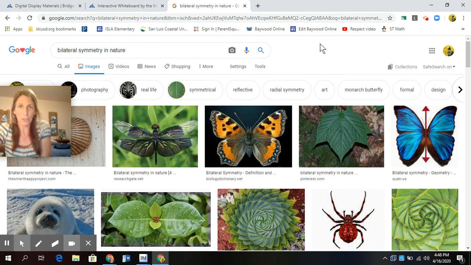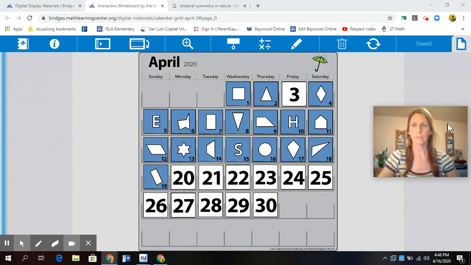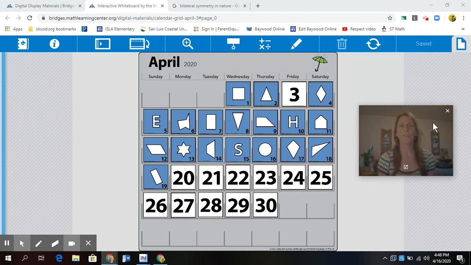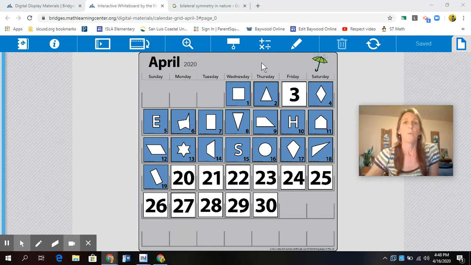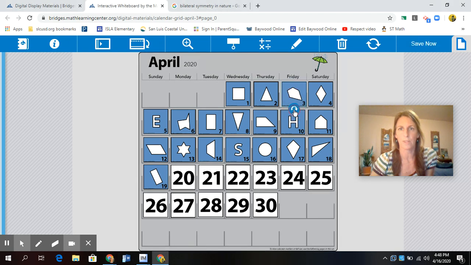Okay, so let me show you what this month's calendar looks like. And I have it on a computer. Amazing. All right, here it is. So I've flipped over a lot of the cards already to catch us up with today. When we were last together, we turned over April 1st. It was a square. It was symmetrical. Then we turned over April 2nd. It was a triangle. It was symmetrical. And then I challenged you with April 3rd, with this shape right there. I challenged you to decide if it was symmetrical or not.